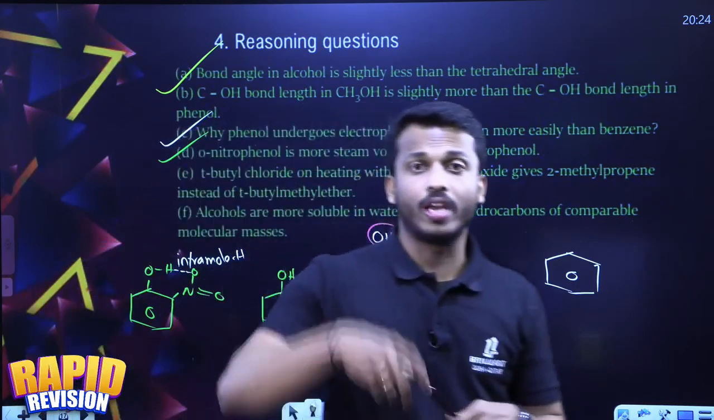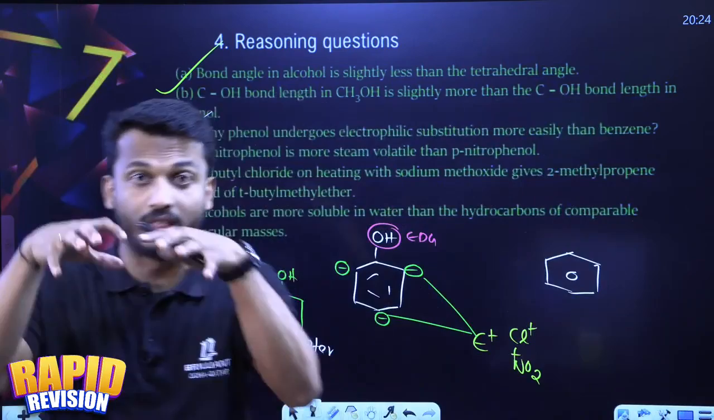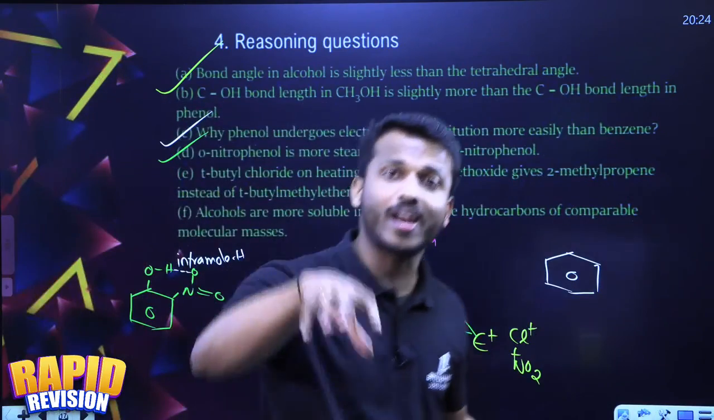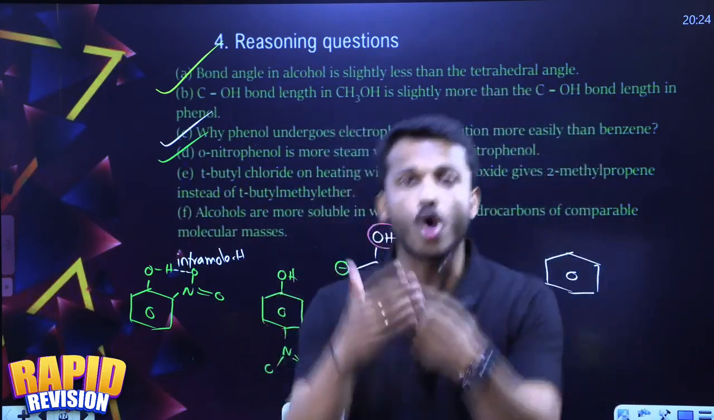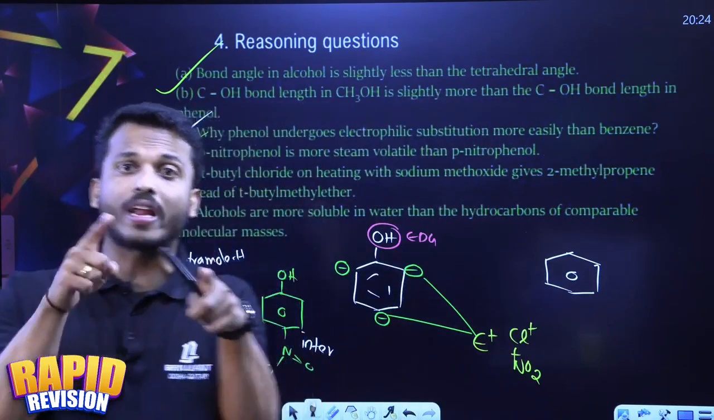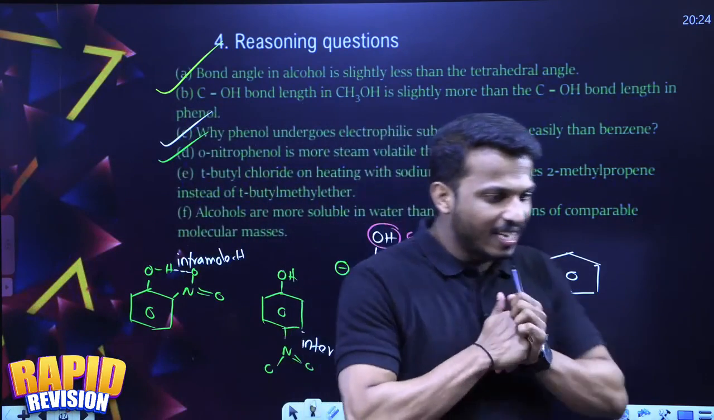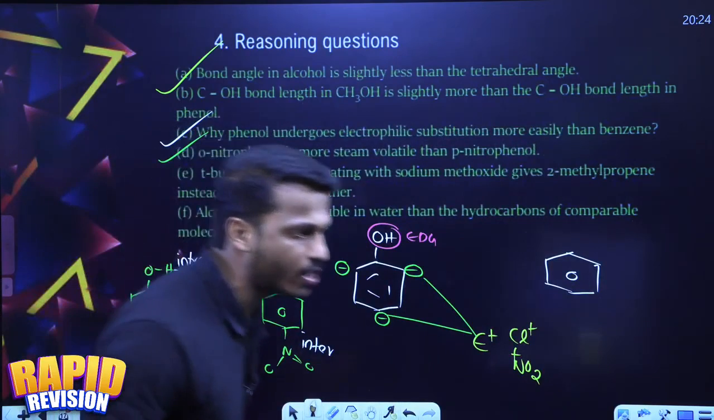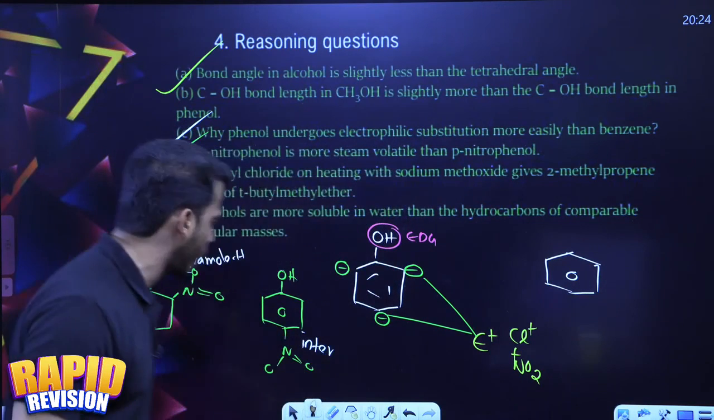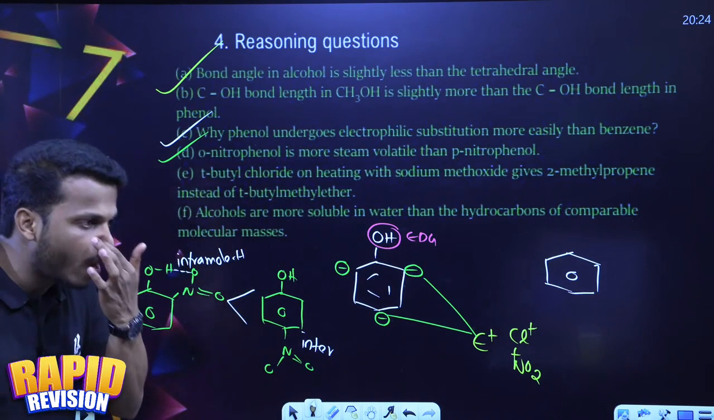So in orthonitrophenol, there is an intramolecular hydrogen bond within the molecule, whereas in paranitrophenol, there is an intermolecular bond between two molecules. Which is stronger, dear all? Tell me whether inter or intra, which is the strongest bond? Inter. Inter is stronger, dear all.